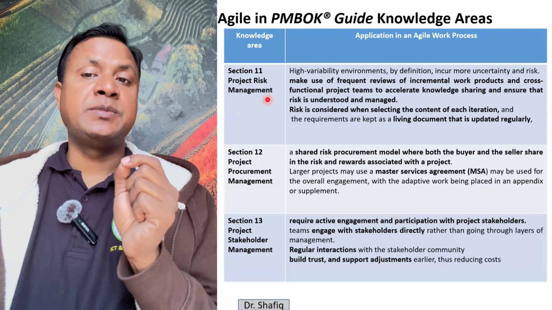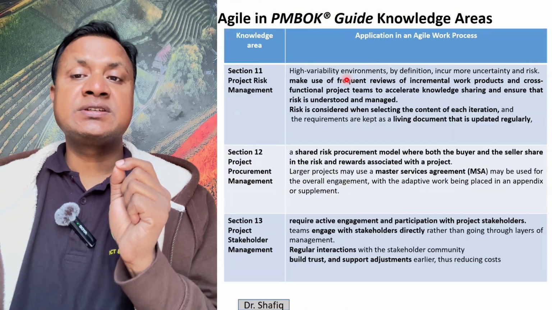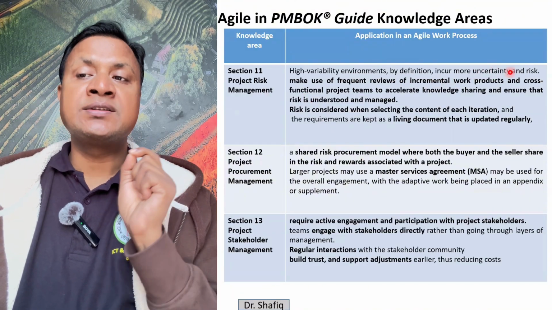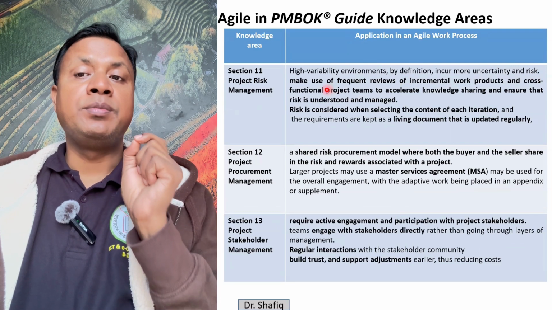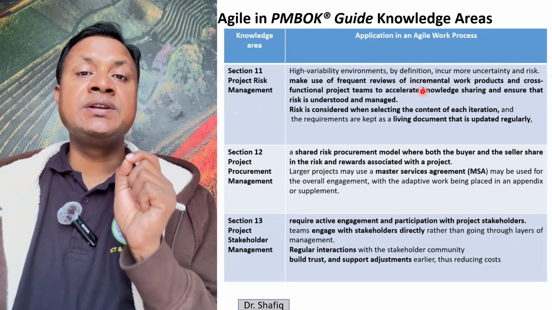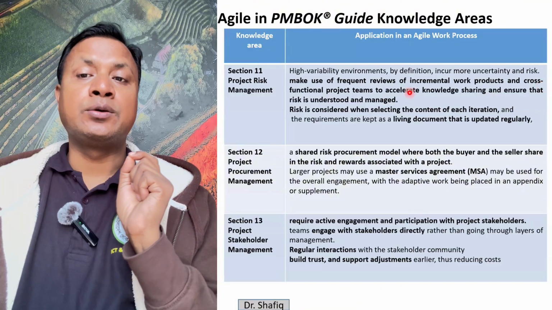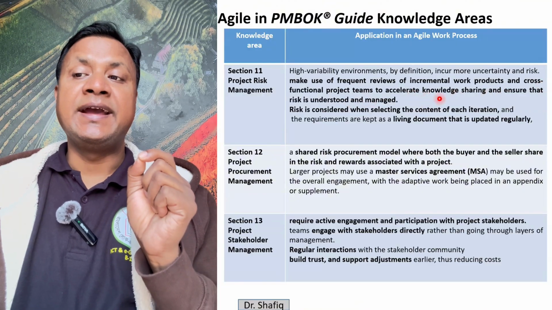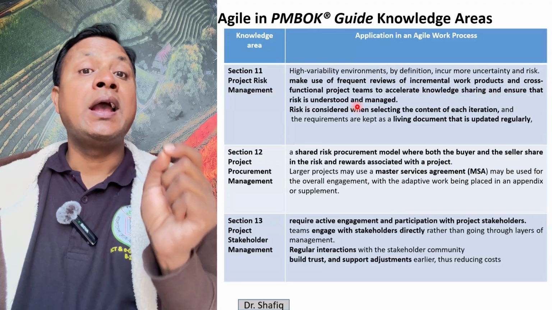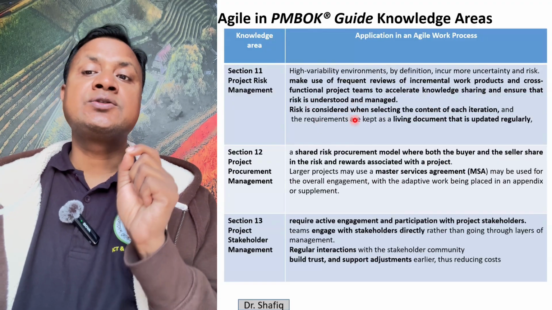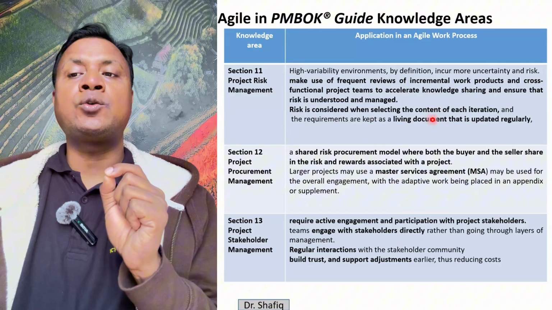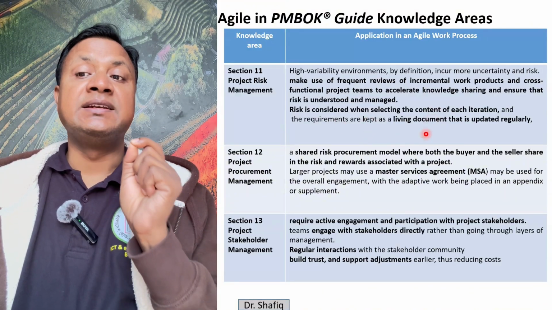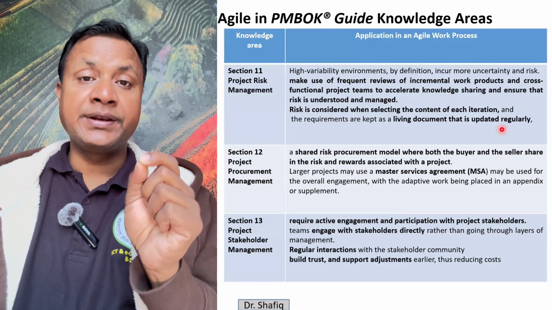So, and then the risk management. For agile process, high variability environments by definition incur more uncertainty and risk. So we make use of frequent reviews of incremental work products and cross-functional project teams to accelerate knowledge sharing and ensure that risk is understood and managed. Risk is considered when selecting the content of each iteration, and the requirements are kept as a living document that is updated regularly.